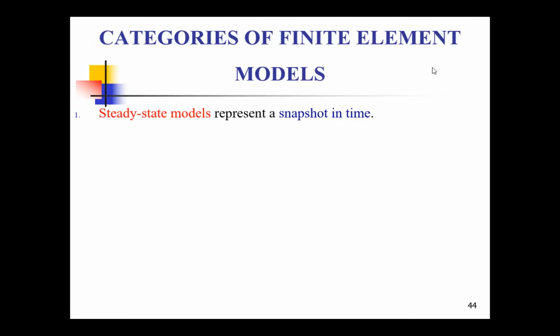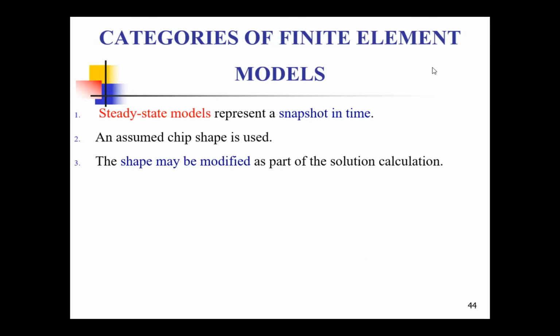So the steady state models represent a snapshot in time. An assumed chip shape is used. We will see what we are going to do during the hands-on training. Because we have to remove some chip with respect to the environment, a chip shape that we are going to produce, that is, a steady state is reached. So the shape may be modified in order to determine the solution. That is, a part of the chip will be removed so that we assume a chip shape.